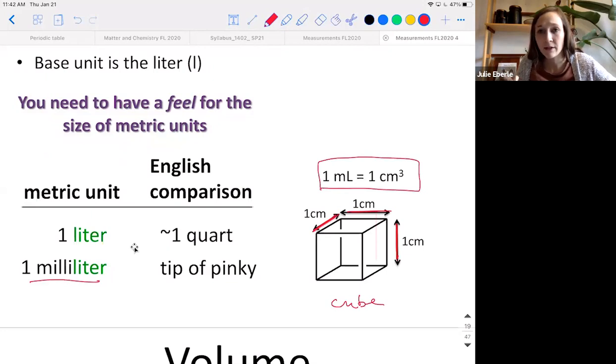Okay, this is going to be a very important relationship, especially when we talk about density, because sometimes we measure density of objects with cubic centimeters or cubic distances. Sometimes we measure them with volumetric units like milliliters, okay? But just know 1 milliliter is equal to 1 cubic centimeter.